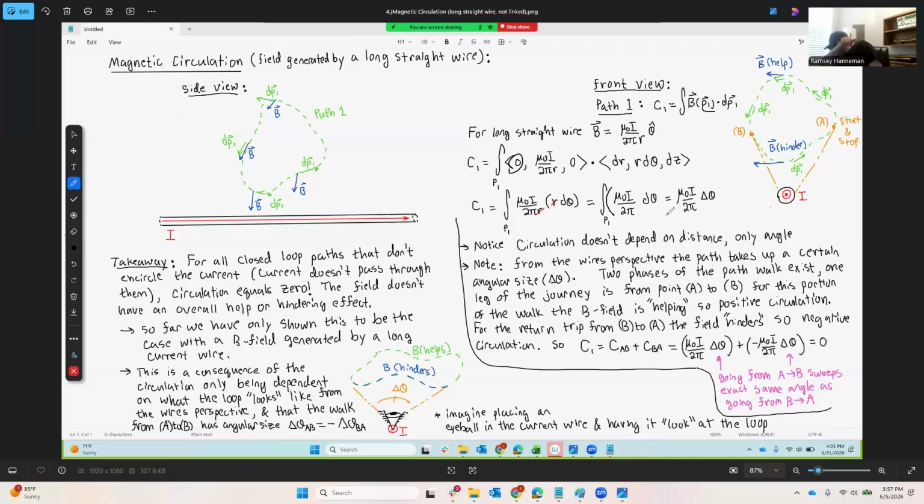So we can pull those constants out, and the integral of d theta is just the accumulation of angle change. If you add up all the small changes in angle, you get the big change in angle. So this is what we're left with for circulation. And notice I did not assume anything about the path. I didn't have to parameterize it. I didn't have to tell you exactly what it looked like. It could be any old odd shape that you want it to be. And this holds true.